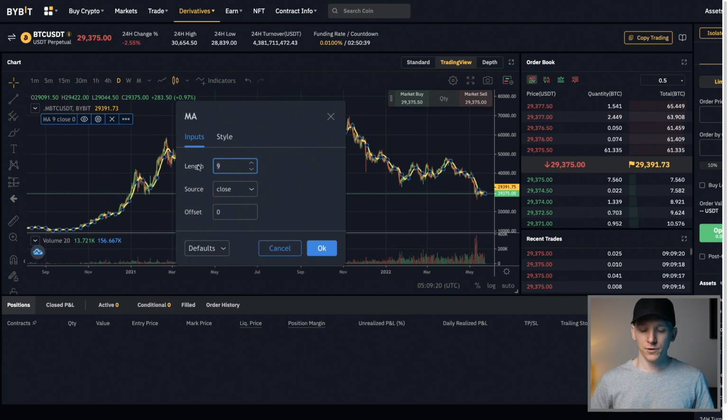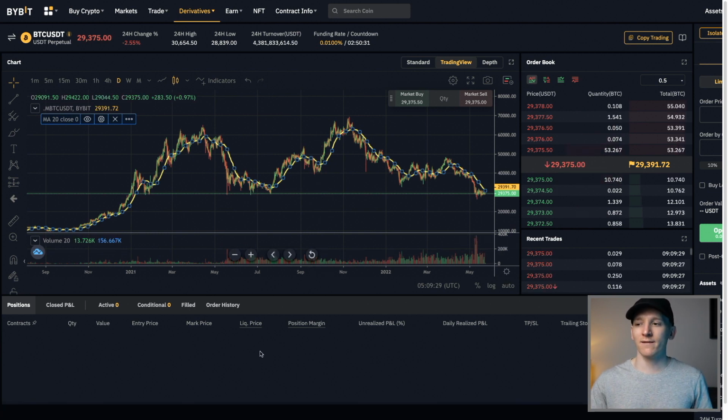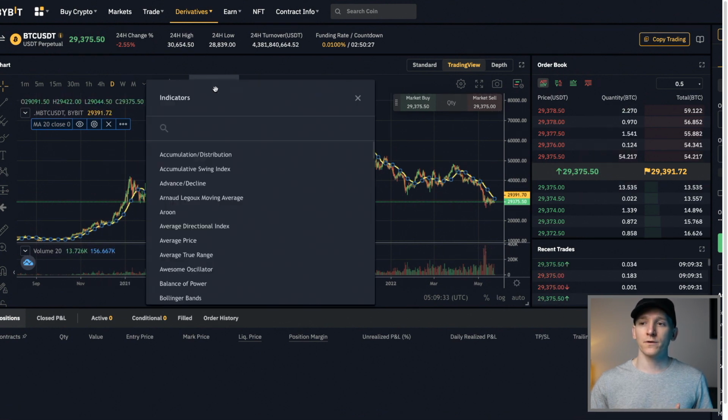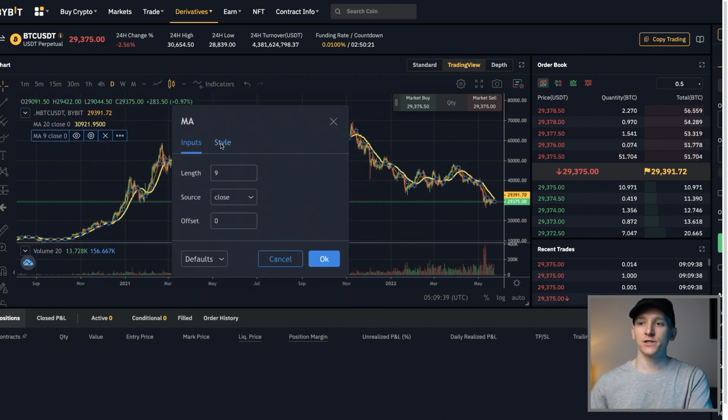So for me, I usually choose a 20 period moving average as a kind of short-term moving average. That would be 20 trading sessions. In the stock market, that's a month. In crypto, it's obviously just 20 days. Then what I want to do is add another moving average in here. So if I just put moving average again, click that on the chart, obviously change the style.